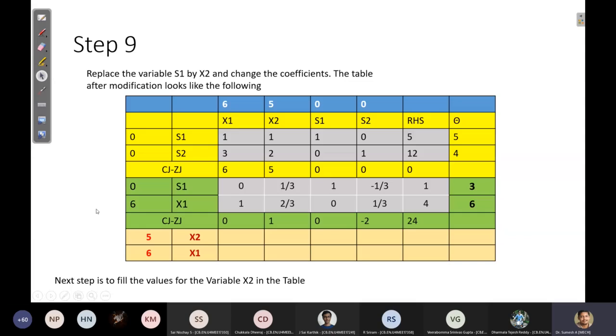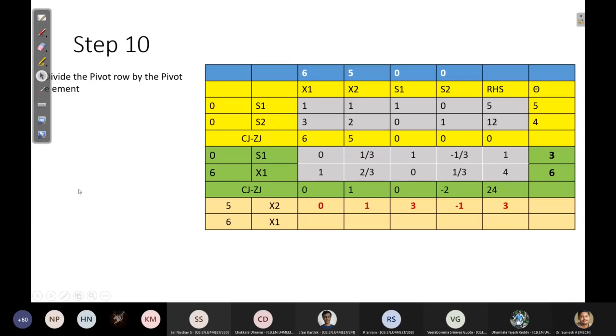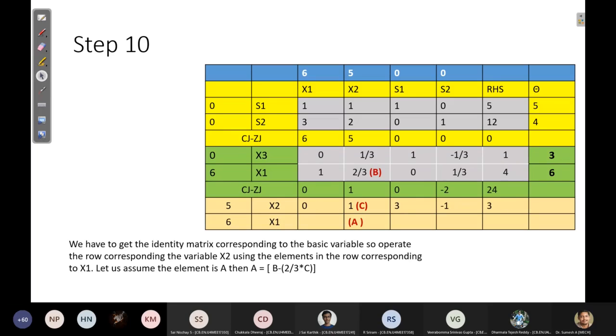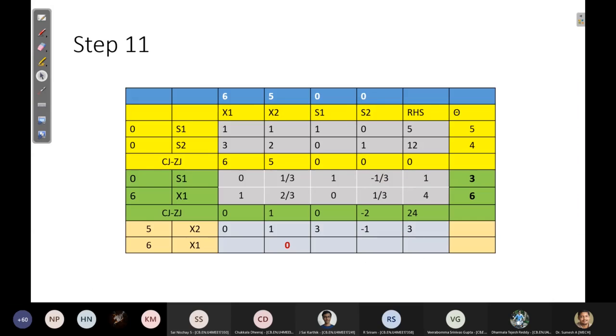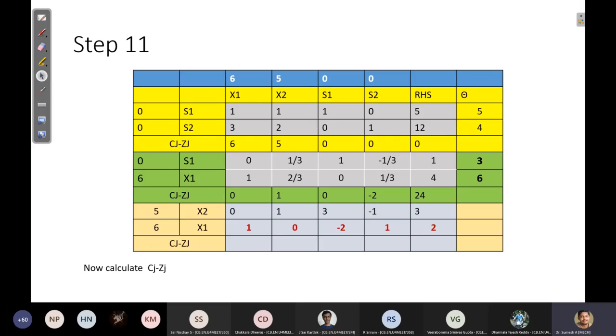Now reduce the new key row. Then you reduce the non-key row. Equations are known to you. Calculate it. You can see it is shown over there. A equals B minus 2 by 3 into C. 2 by 3 is here. A equals, that is shown over here. Okay, same way calculate for all.